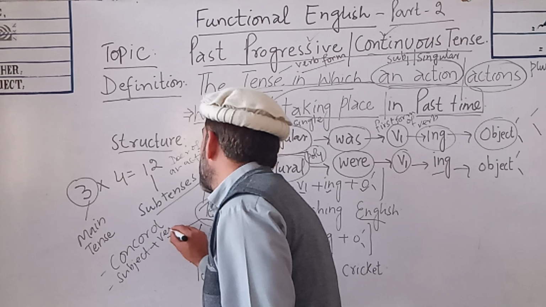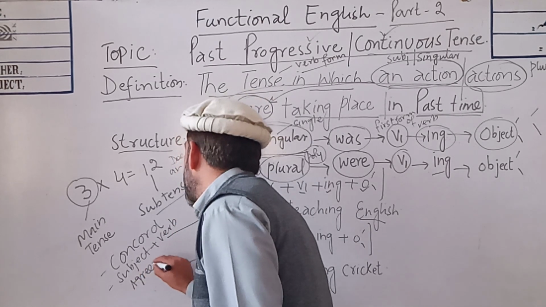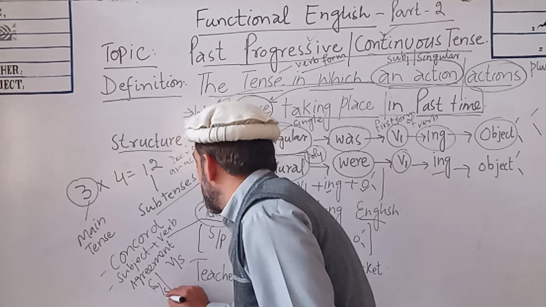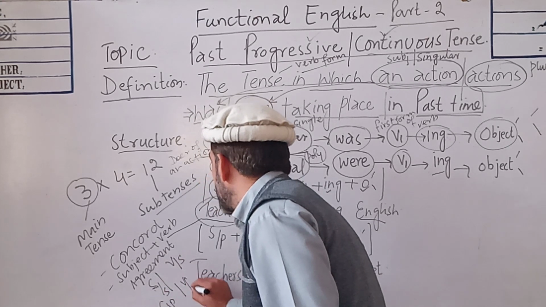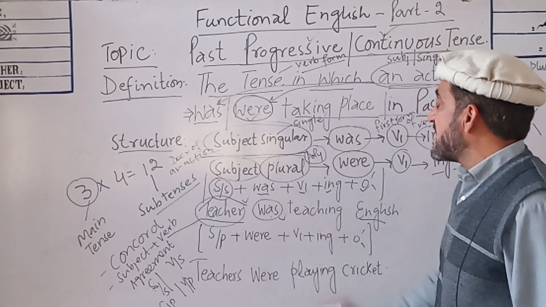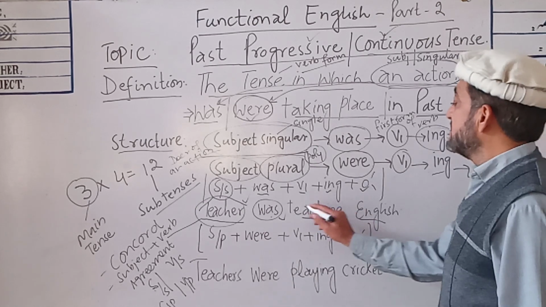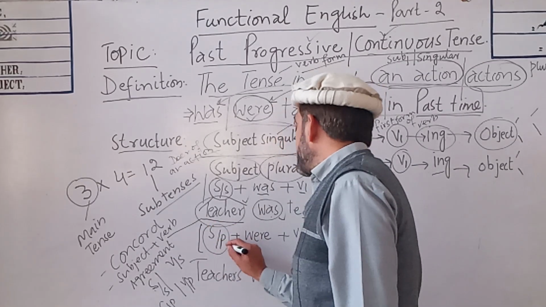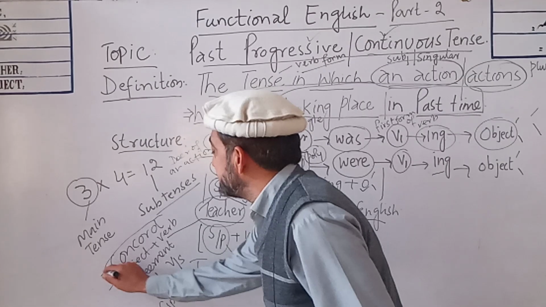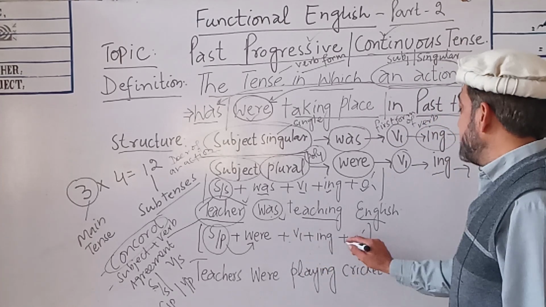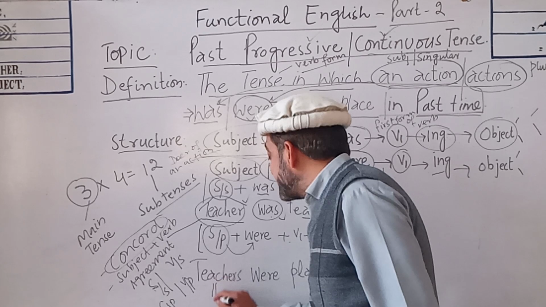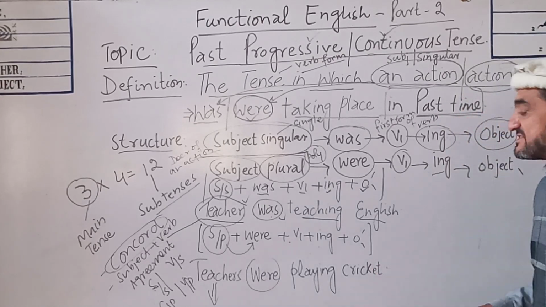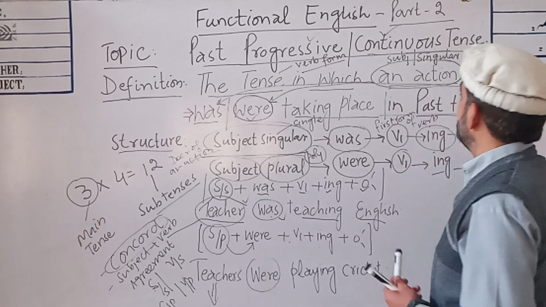Subject verb agreement. It means that if the doer of the action is singular, so verb should also be singular, but if the subject is plural, verb should always be plural. So here teacher is singular, we have used was teaching, teach, taught, teaching English. Subject plural, we will go for the use of plural helping verb, keeping this concord in mind, plus V1 plus ing plus object may or may not. Here you can see that teachers were playing cricket. So this is the structure and the examples of past progressive or past continuous tense.